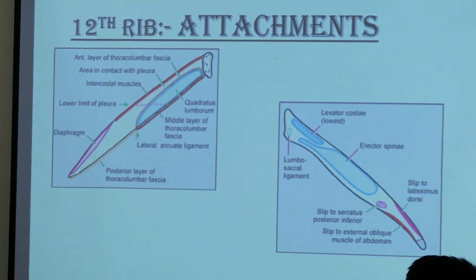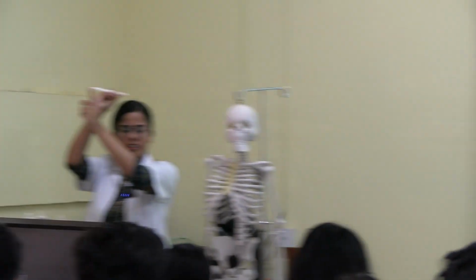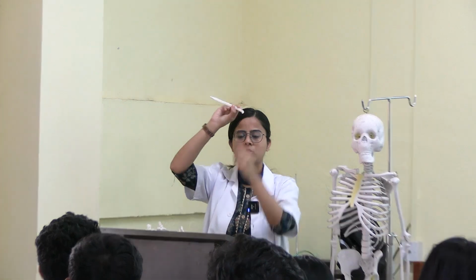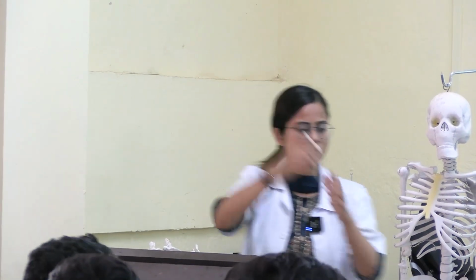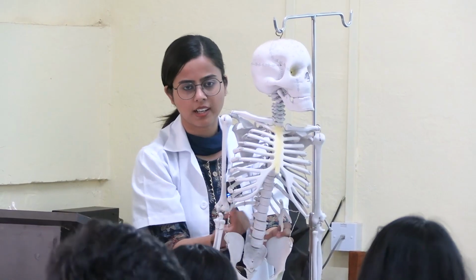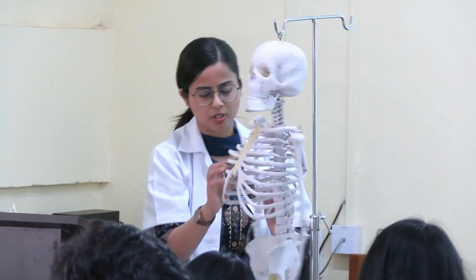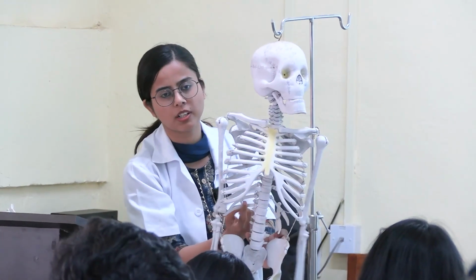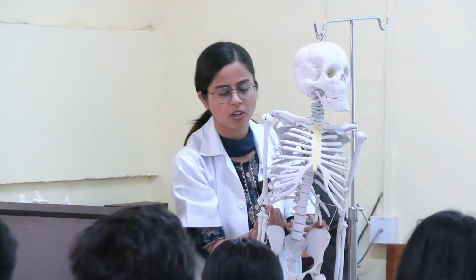Clear? Okay. Now this is the 12th rib, okay? Smallest one, and anterior end is pointed, okay? So this is the anterior surface of the 12th rib and this is the posterior surface, okay? This is the anterior surface, and backwards is the posterior surface of the rib. Okay, this is medial or lateral? Medial. This is lateral. Okay.